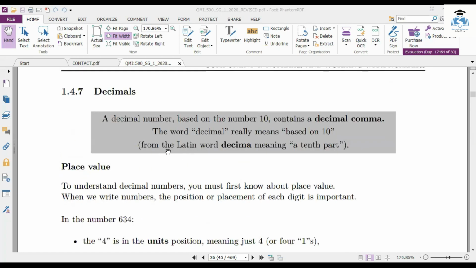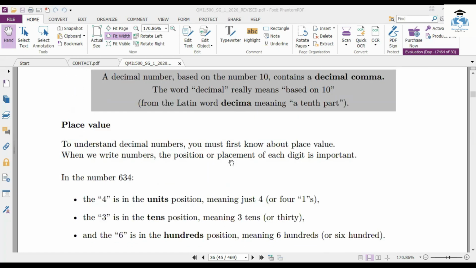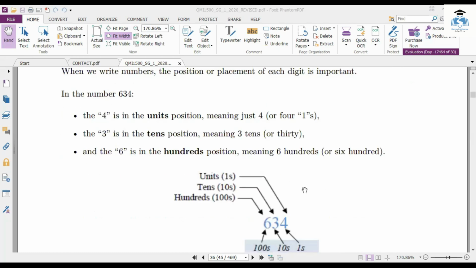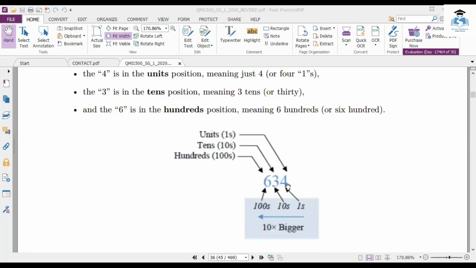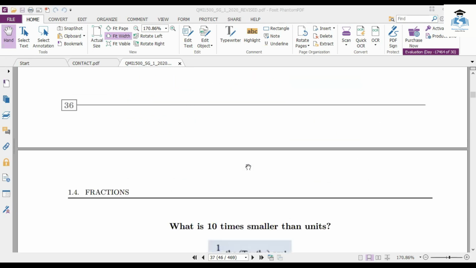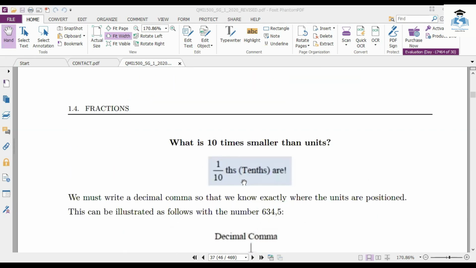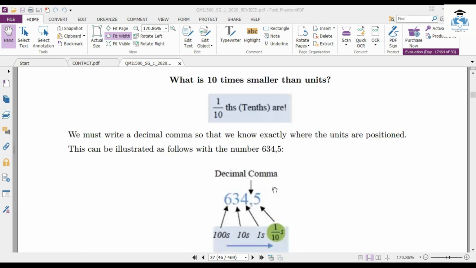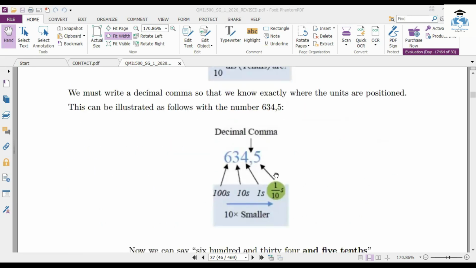All right. Decimals. This is decimals. This one is an integer. So we have got units, tens, hundreds, thousands, as it goes bigger and bigger. Then after the unit, we've got tenths, and it goes there. That's a decimal. After the comma, that's a decimal.